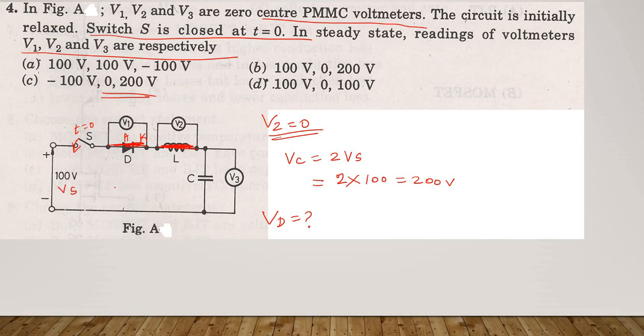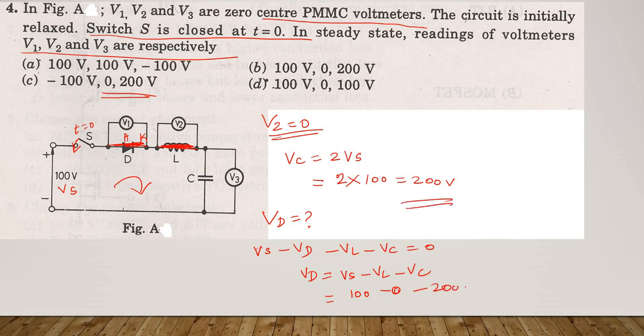Here this is Vs. So write the voltage equation by applying KVL. Vs minus Vd minus Vl minus Vc equal to 0. Vd equal to Vs minus Vl minus Vc. What is Vs? Vs equal to 100. What is Vl? Vl equal to 0. And what about Vc? 200. The answer is minus 100 volts. So minus 100 is the correct answer.